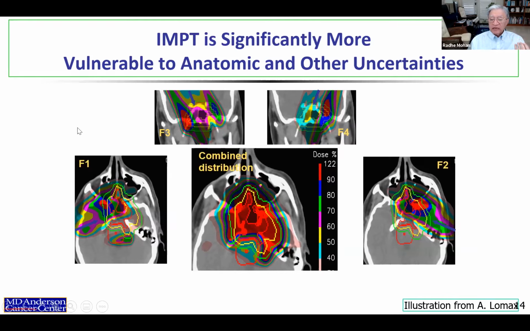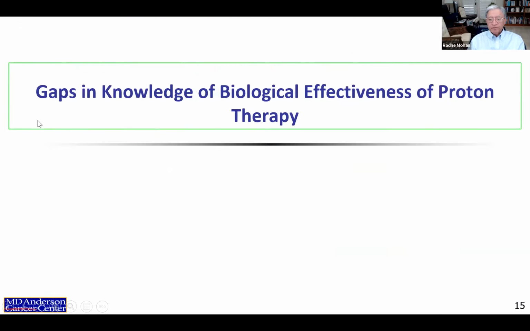So these are the kinds of problems that may be in part responsible for this. It's not all there is to it, but these are just examples to make the point that these uncertainties can cause proton dose distributions not to be as good as they appear to be on paper.